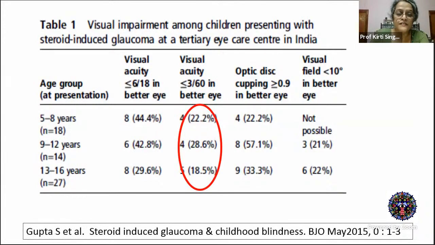Look at these figures again. Young children, 5 to 8 years, 9 to 12, 13 to 16 years, the years in which the child is in class 8 or 9 or 10, look at the visual acuity in the better eye. This is blind in 22%, 18%. Less than 6/18, low vision in 30%. Visual field loss, which is tantamount to being blindness. So look at this proportion.